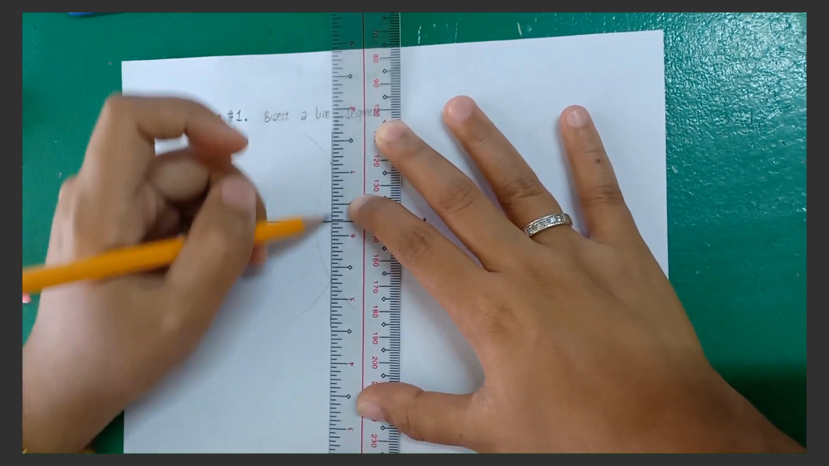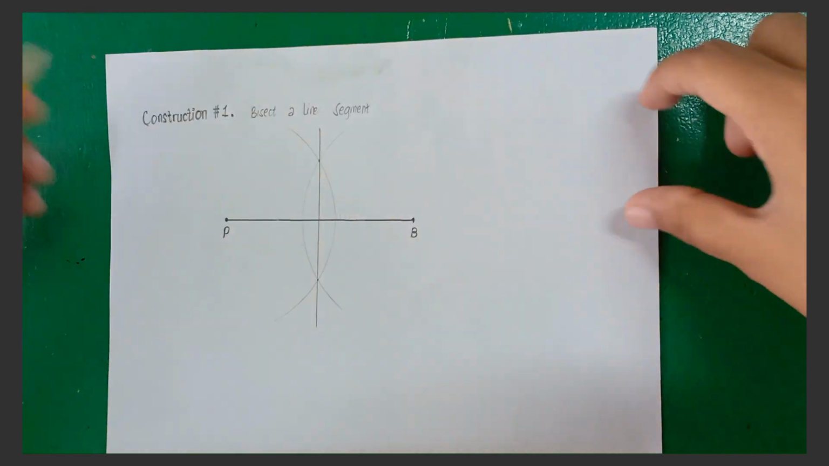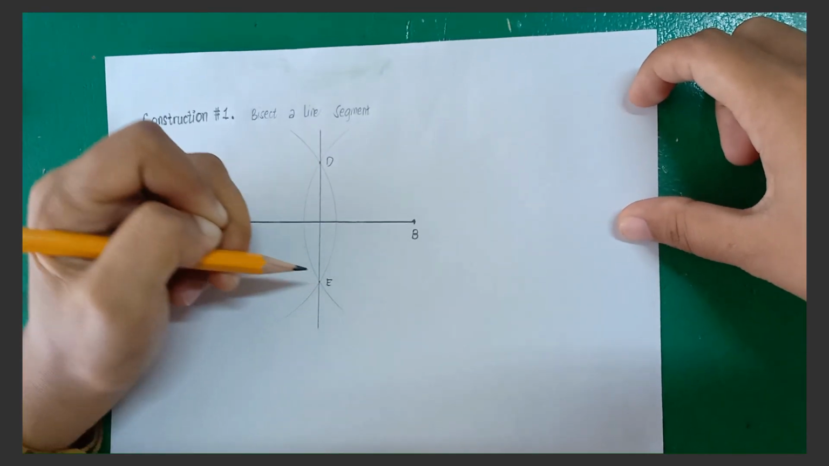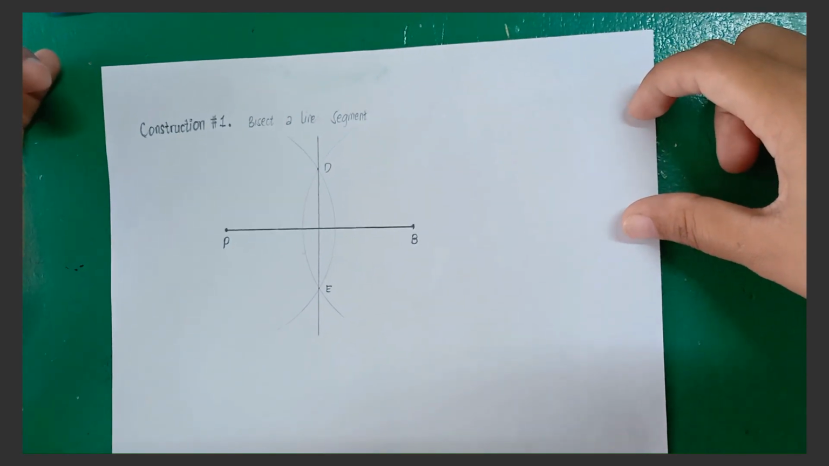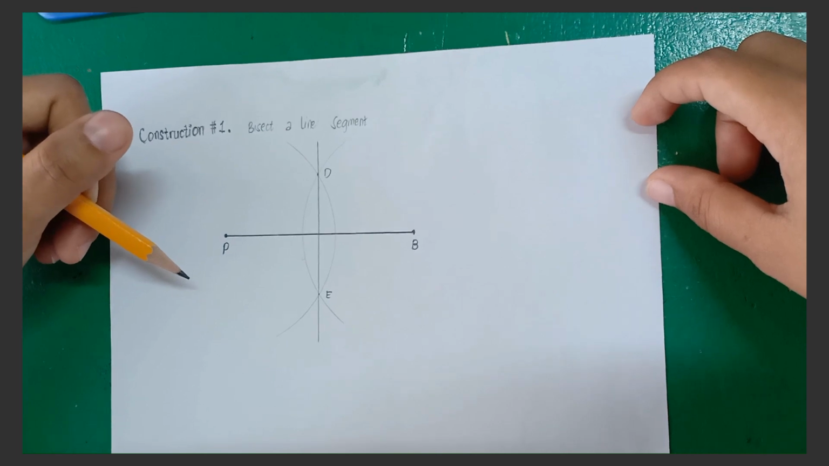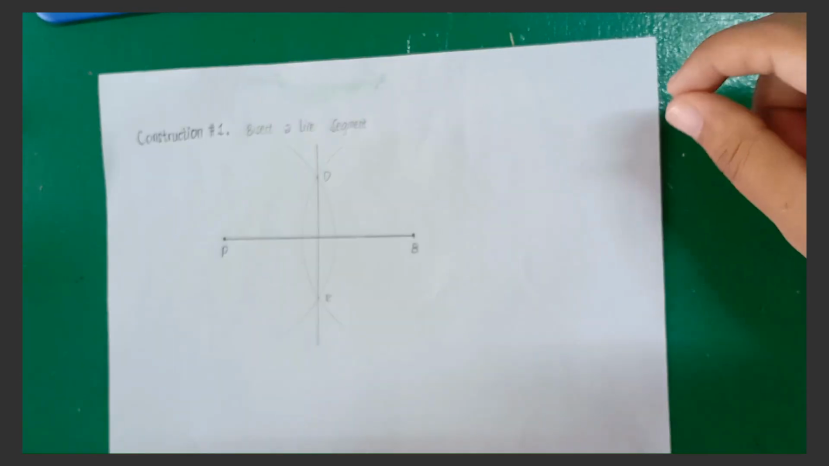Okay, and we're done. This line segment DE. So let's name DE. It cuts or bisects PB at the exact midpoint of the line. And we're done.